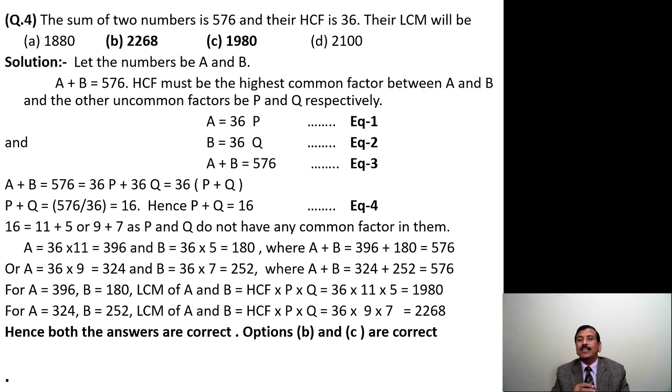The sum of two numbers is 576 and their HCF is 36. The LCM will be, now the sum of the two numbers is 576. The moment we are given the HCF, the highest common factor, we say that A is 36, which is the HCF, into the factor P, which is not common to B. B is equal to 36Q, which is the factor Q, which is not common to A. So P and Q are distinct factors of A and B respectively, and A plus B is 576, which is equal to 36 (P plus Q), and therefore we get the value of P plus Q.